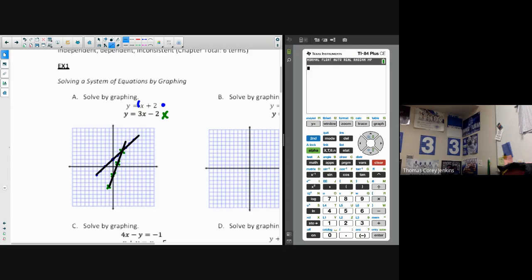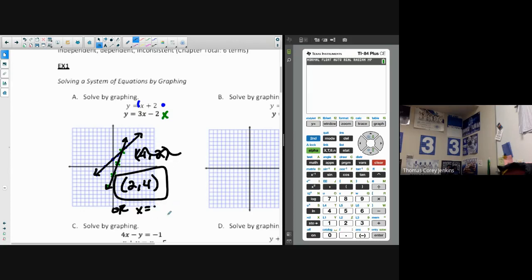The last thing you need to do is be able to recognize what that ordered pair is. I've seen so many times where a kid does all the work right, and then they'll say, the answer is, let's see, that's 2, and that's 1, 2, 3, 4, so the answer is (4, 2). Well, that's incorrect because (4, 2) is right here, so they don't intersect there. Just be careful. That is (2, 4), or you could say it like this: x equals 2 and y equals 4.